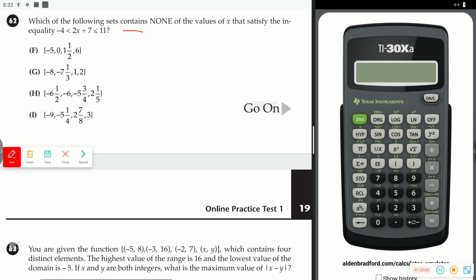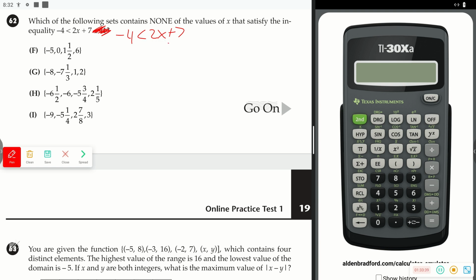Which of the following sets contains none of the values of x that satisfy this inequality? All right, so we don't want any of them to do it. So this is an and problem, most likely, because we have two different inequalities. To solve this, whenever we have two different inequalities, here's what we do. First, we just ignore this one, and we solve that. So let's do that first. We have negative 4 is less than 2x plus 7. We've got to solve for x, right?